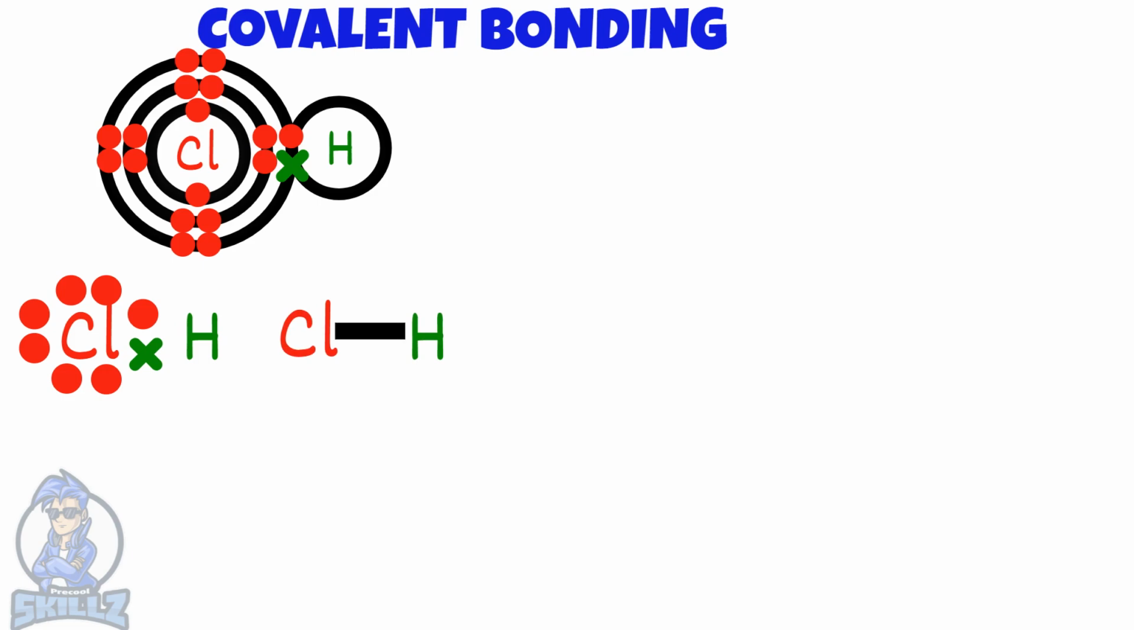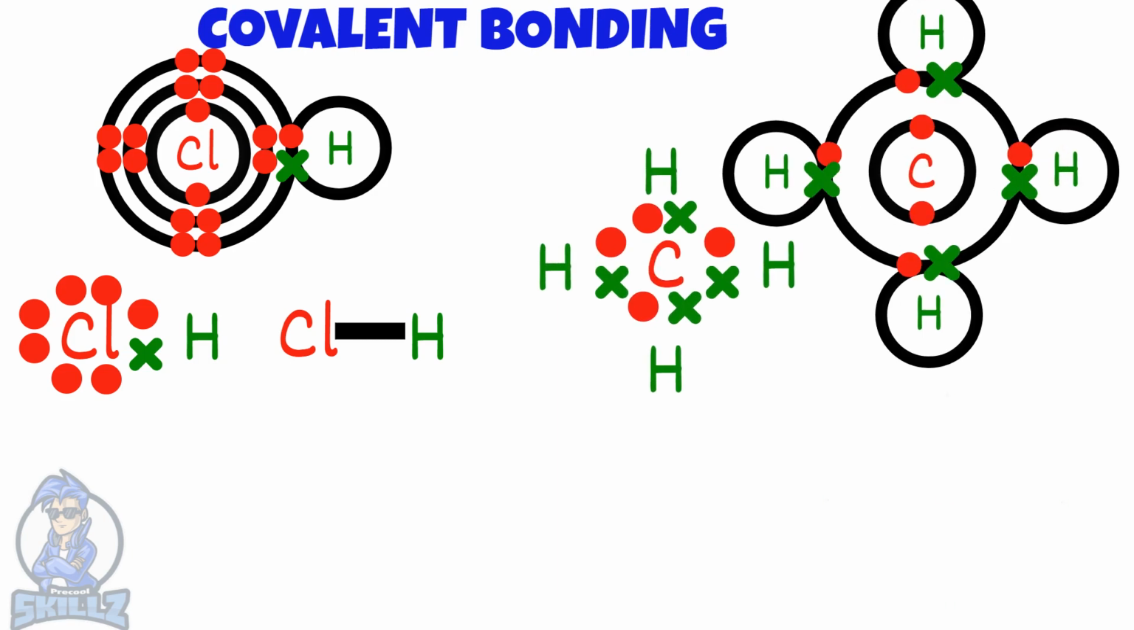Another covalent bond example would be methane. Here it is represented in the 3 different ways I just mentioned.